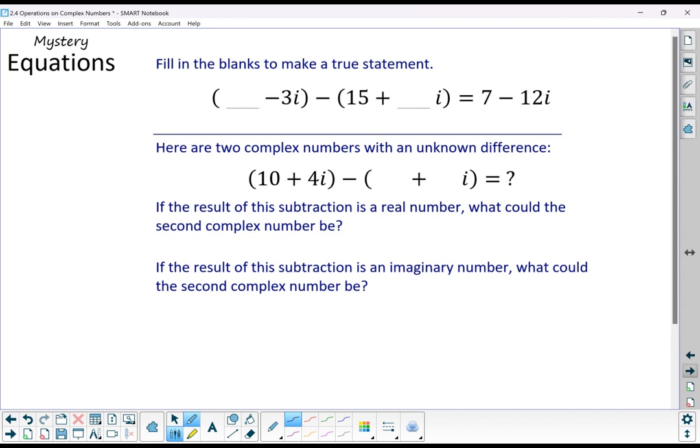Okay, fill in the blank to make a true statement. So when you're doing problems like these, just like with polynomials, you focus on like terms. So I'm going to focus on the real numbers. Something minus 15 gives me 7. Well, that something is 22. And now switching to focus on the imaginary part.